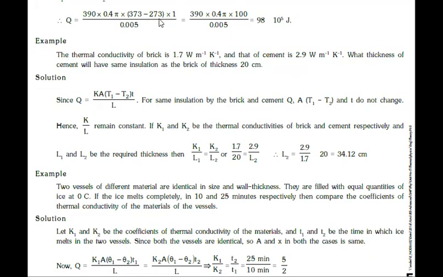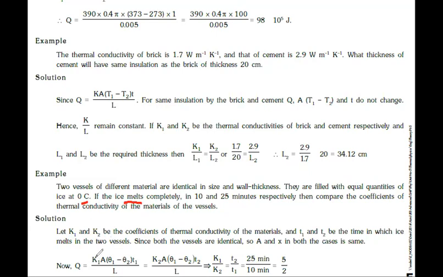Think about it now. Since the heat which will be transferred will be the same, yes or no? Because we have two vessels of different materials, and they are identical in size and wall thickness. They are filled with equal quantities of ice at 0 degrees centigrade, and the ice will melt. So the amount of energy released will be the same, makes sense? So Q will be the same.